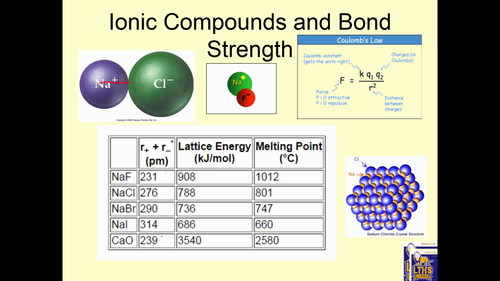So the distance between the nuclei is the radius. And so you can see that sodium fluoride has a shorter distance than sodium chloride. So it's going to have a stronger lattice energy and a higher melting point. And the lattice energy has to be overcome to get it to melt.